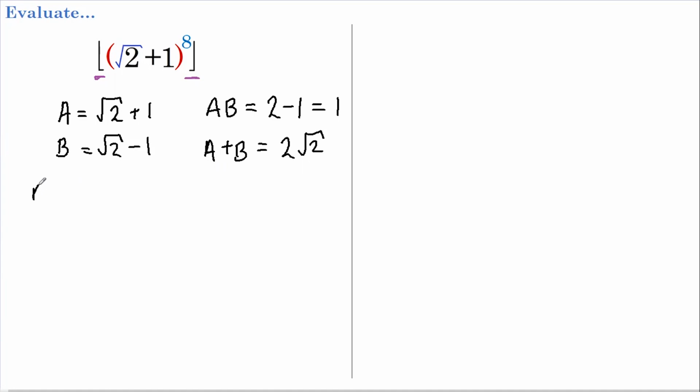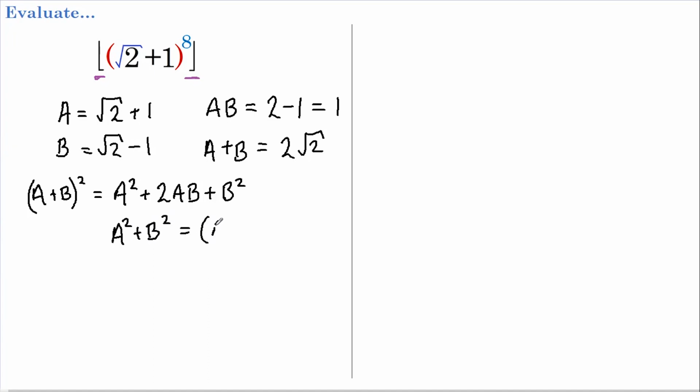Now, what does A plus B all squared give us? Well, it gives us A squared plus 2AB plus B squared. And if we isolate the A squared plus B squared, this equals A plus B all squared less 2AB. All I've done here is just rearrange this equation here.